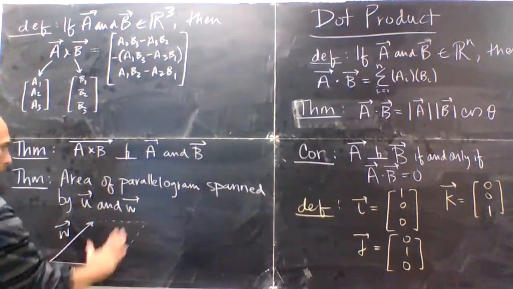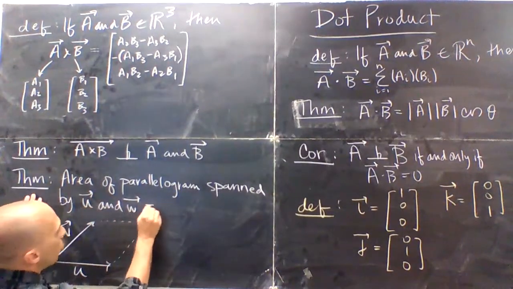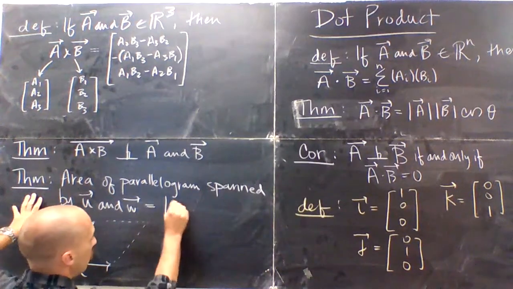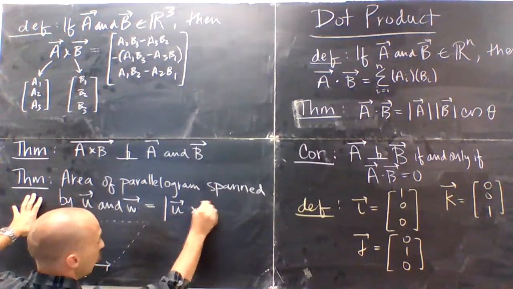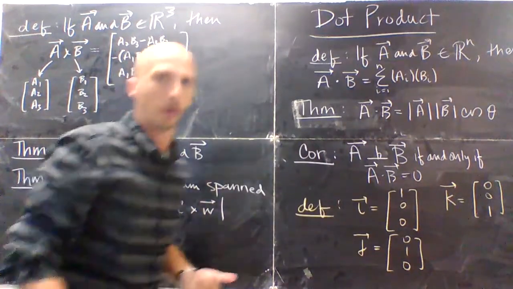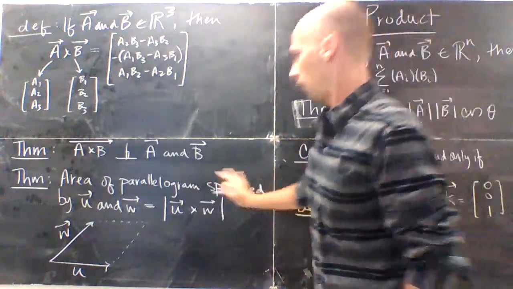So the area of the parallelogram spanned by u and w is equal to the length of the cross product. Okay, so it's the length of u crossed with w or w crossed with u. Because it anti-commutes, at worst you're going to have the negative of the other one, they'll have the same length. Okay. So that's another fact.